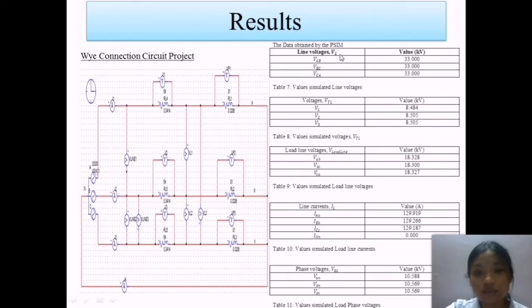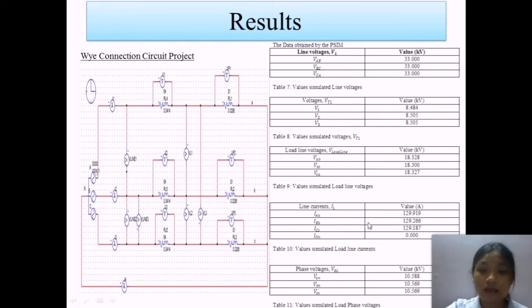So the line voltages VL, VAB, VBC, VCA get the same value as from the questions and theoretical. So it's 33 kilowatts. And this table is the simulated voltage, VTLs in V1, V2, V3 equal to this one. And table 9 is the simulated load line voltage. The load line voltages VAB, VBC, VCA are equal to 80.328, 80.300, 80.327. And the next is table 10, the simulated load line currents.